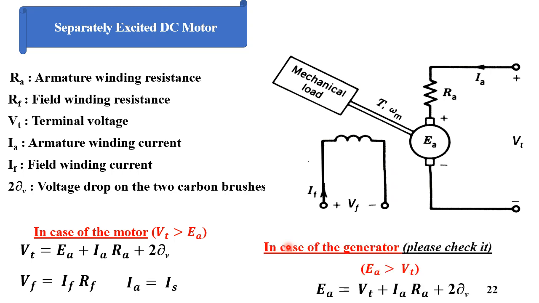And in case of a generator, we have EA bigger than the V terminal. EA is the source of the current. We have EA equals V terminal plus IA RA plus 2 delta V, where delta V is the drop across the brushes or the contact between brushes and commutator.